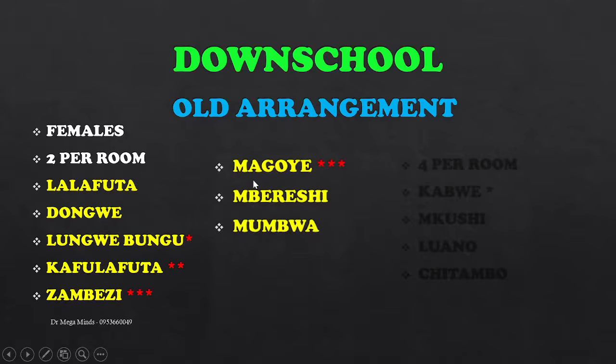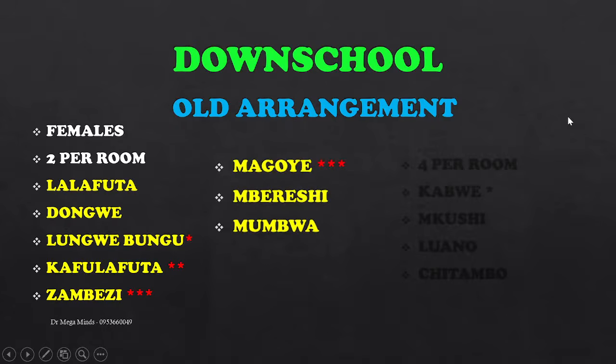Three stars. This is a very good hostel. The Wi-Fi is so near, water is reliable, it is neat, it is small. Mbereshi, Mumbwa, these are good hostels. So these make up the arrangement of the hostels for 2 people. They are all for 2 people in a room, and they all share the same toilets. You'd find there are about 4 toilets, and everyone in the hostel gets to use the same.